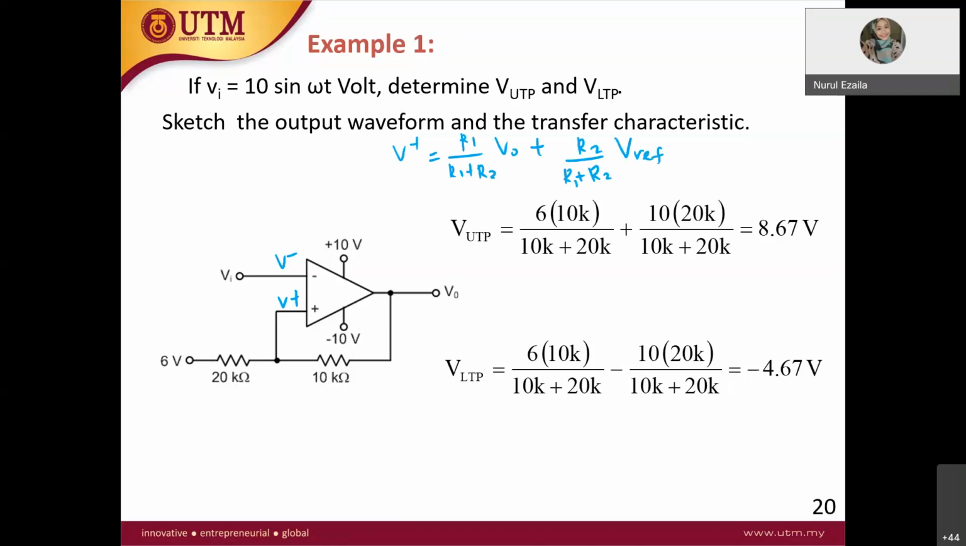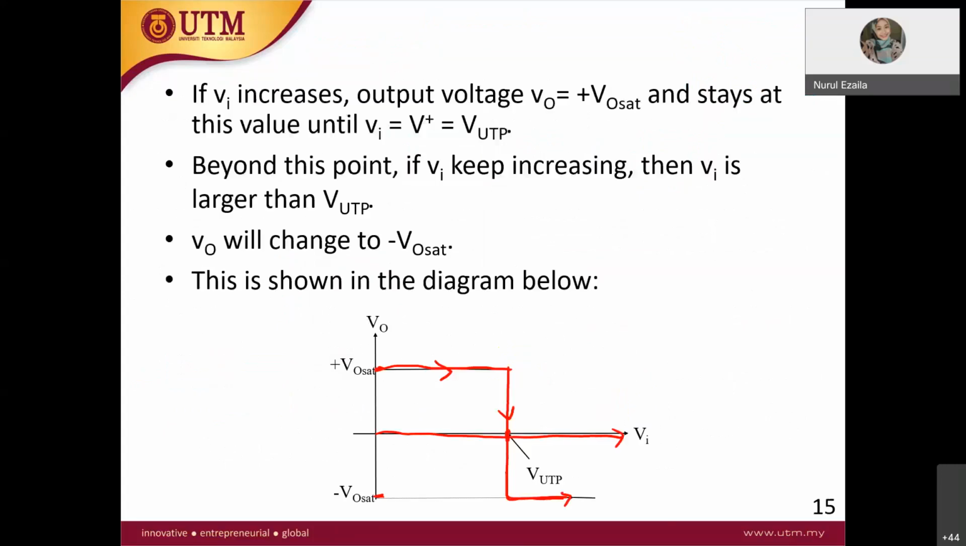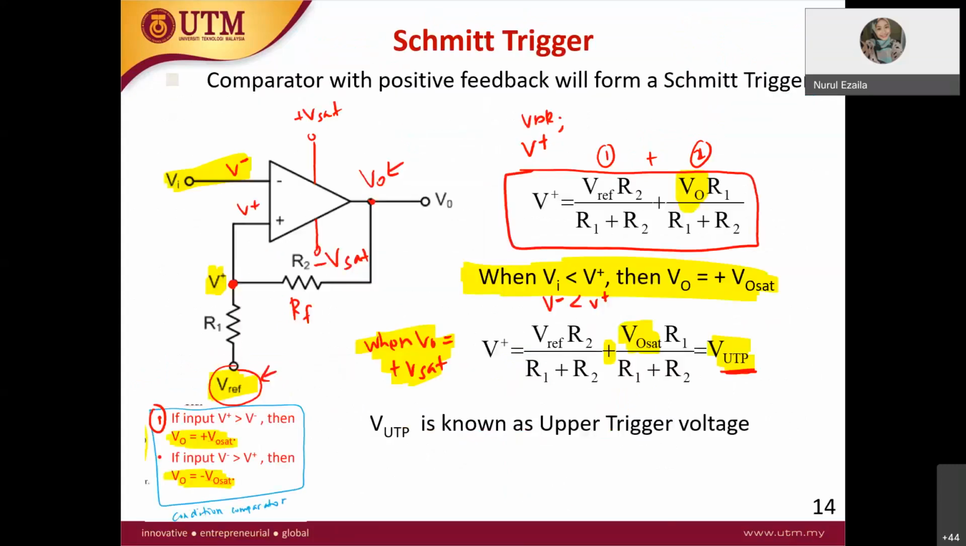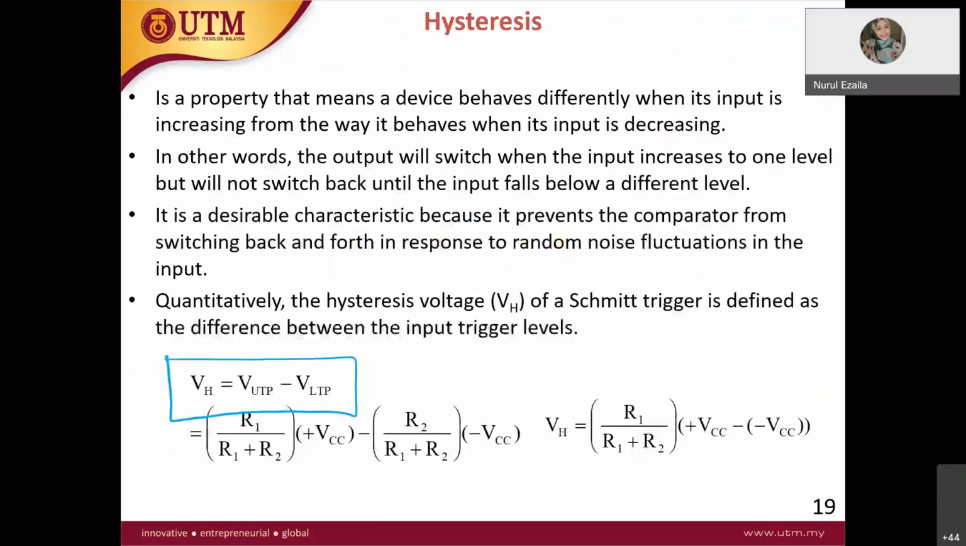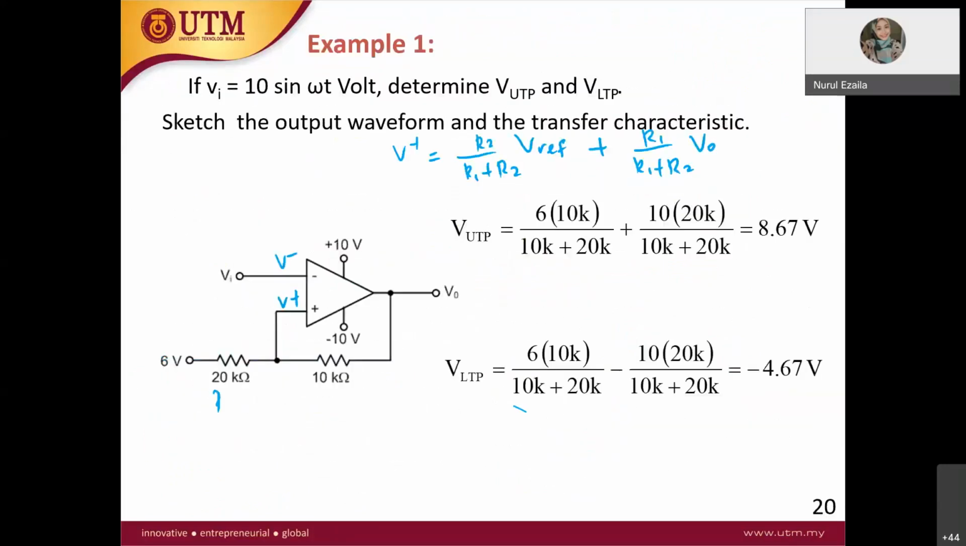Oh, my equation is the wrong way round, but actually it does matter, so let me write it again. It is R2 over R1 plus R2, V reference, plus R1 over R1 plus R2, V out. So where is R1, where is R2? R1 is connected to V reference, and R2 is the feedback. So this is R1, and this is R2.